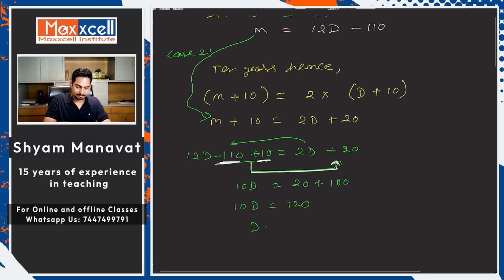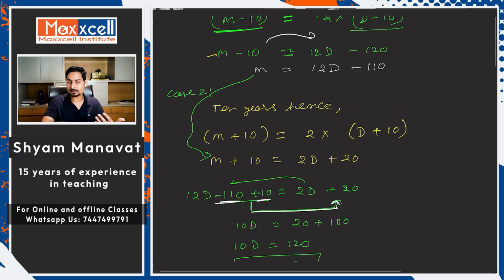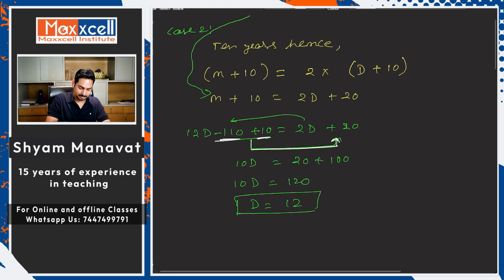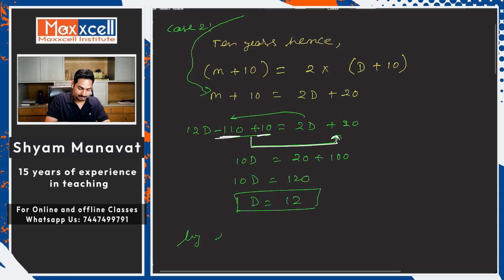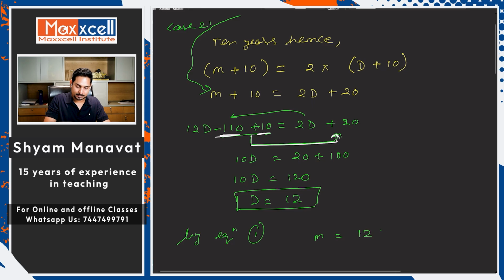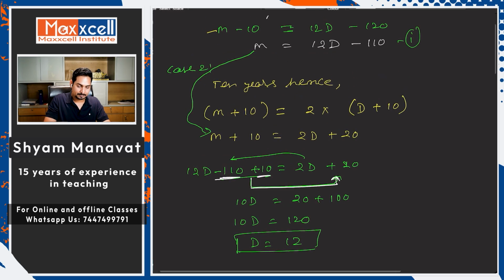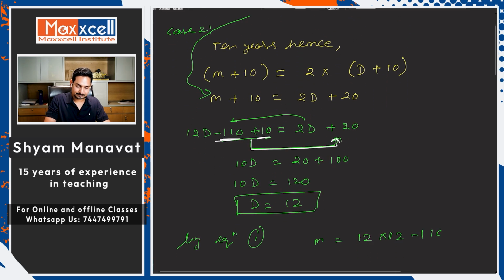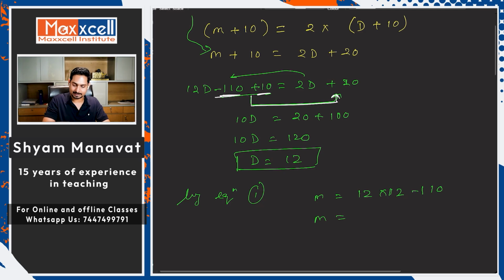So here, what is the value of D? D's value is 12. What is daughter's present age? 12. Can we substitute this in either one of the equations to get the value of M? चलो equation number 1 को use करते हैं. So by equation number 1, we can say M is equal to 12D minus 110. So 12 into 12, बिंदास मल्टीप्लाई करो.